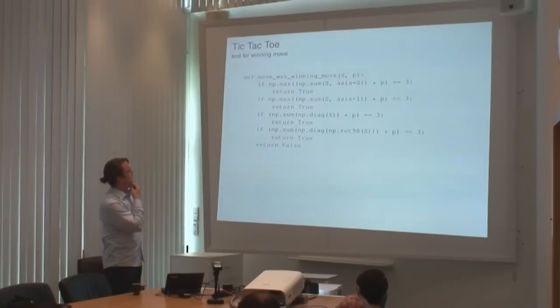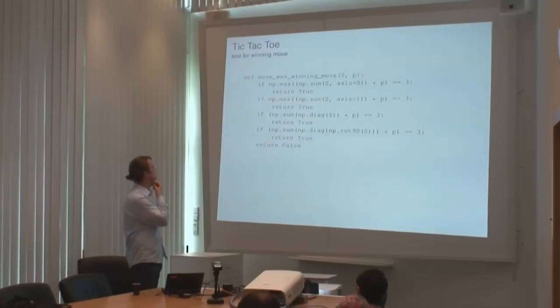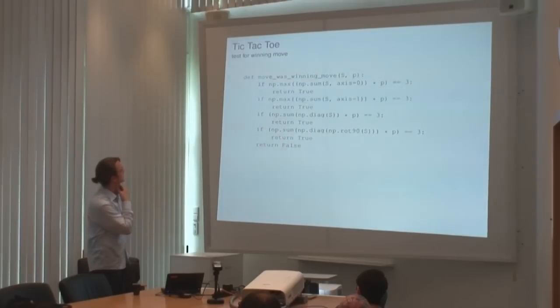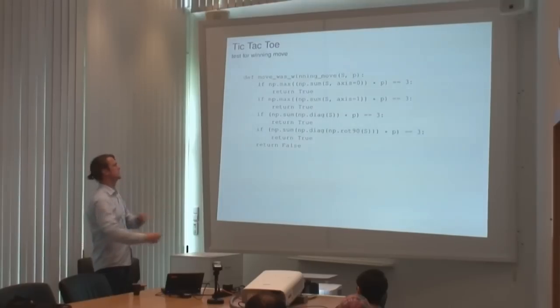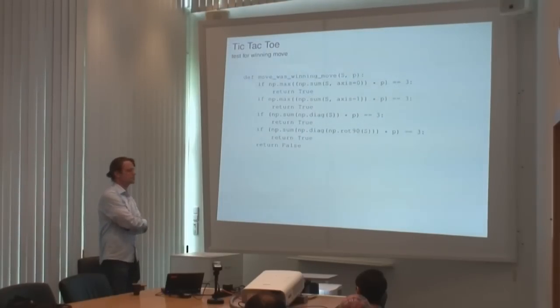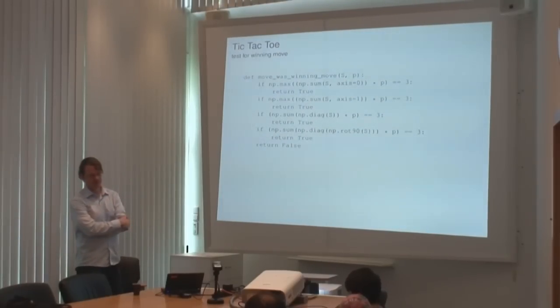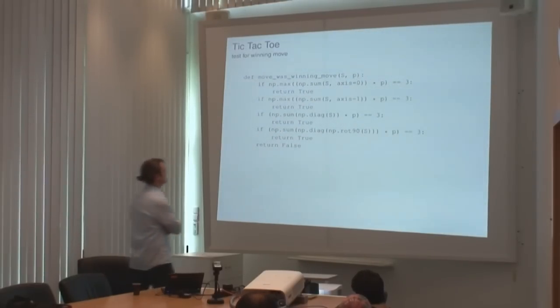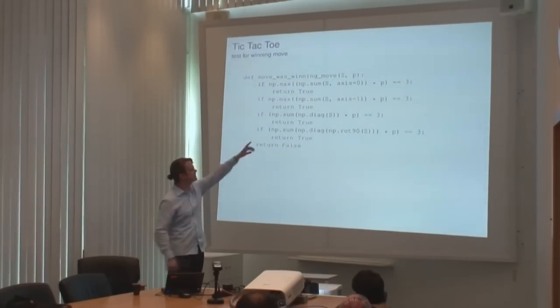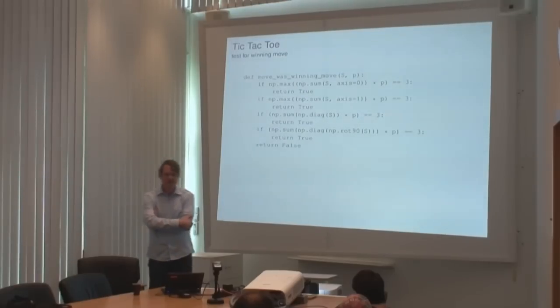So I claim that we could use the function np.max and apply it to np.sum of x, with x equals 0. We multiply that by p and check if that equals 3. If that is the case, we have a winning state. We could do that where we basically replace the axis argument from 0 to 1. Yeah?